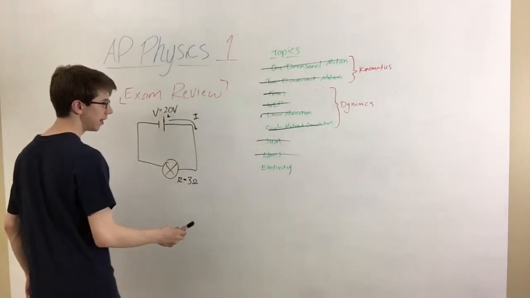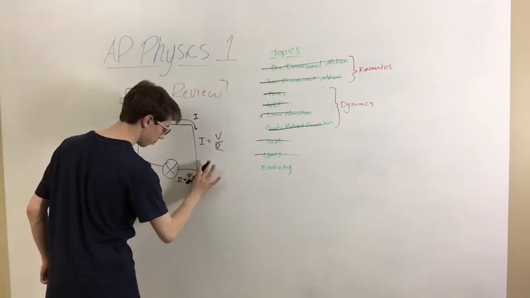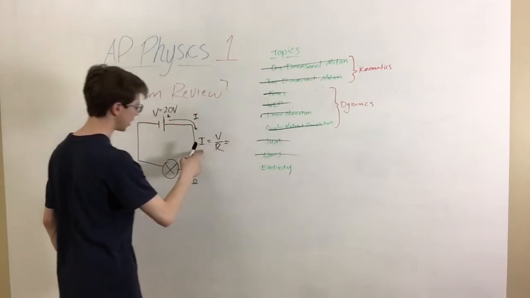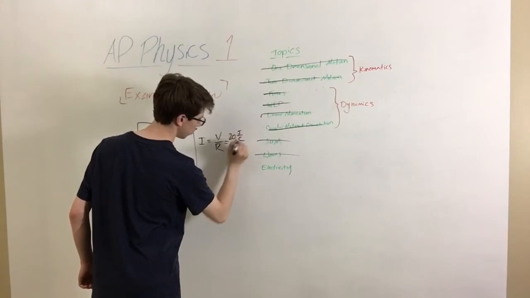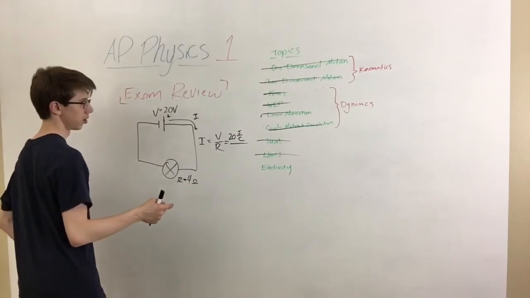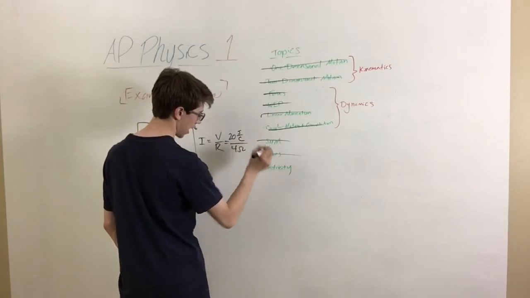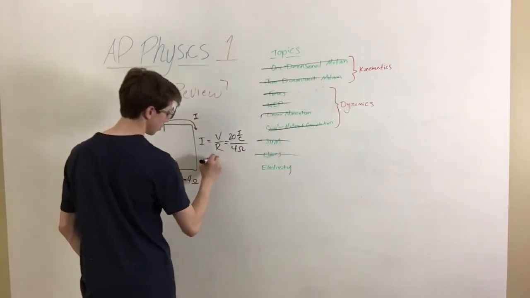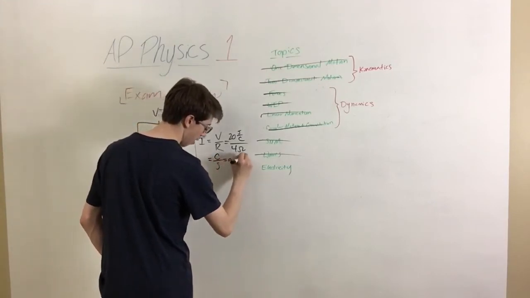Now, in this definition, I is equal to V over R. We'll make this more simple by saying that the resistance is actually 4. So that means that here, the current is 20 volts, which is not joules per second, but joules per coulomb, over 4 ohms. So what does this give you? This gives you coulombs per second, which is actually an amp.